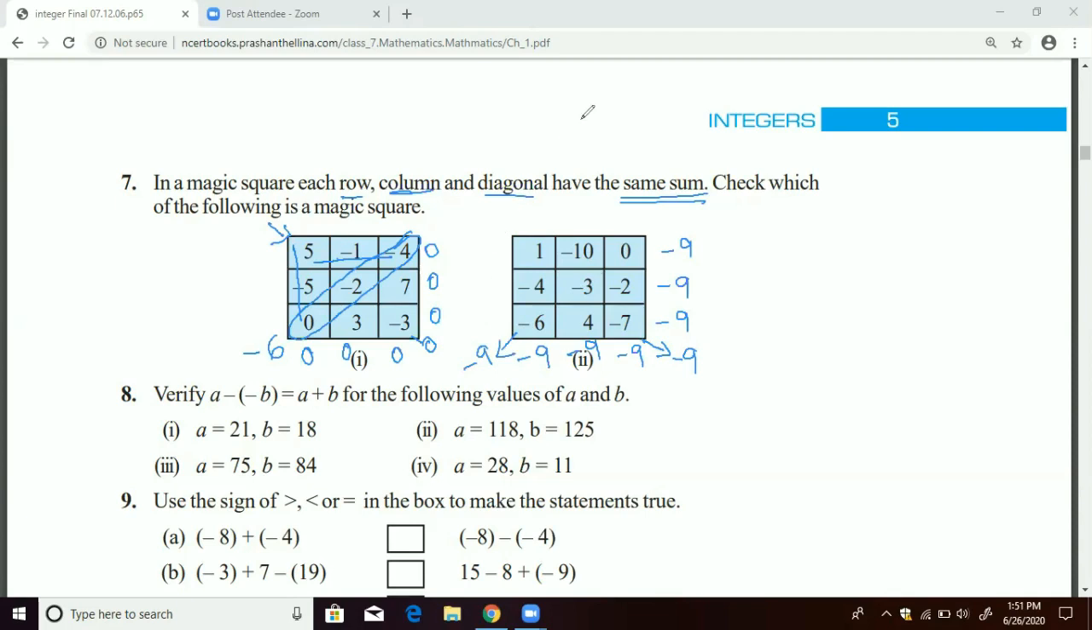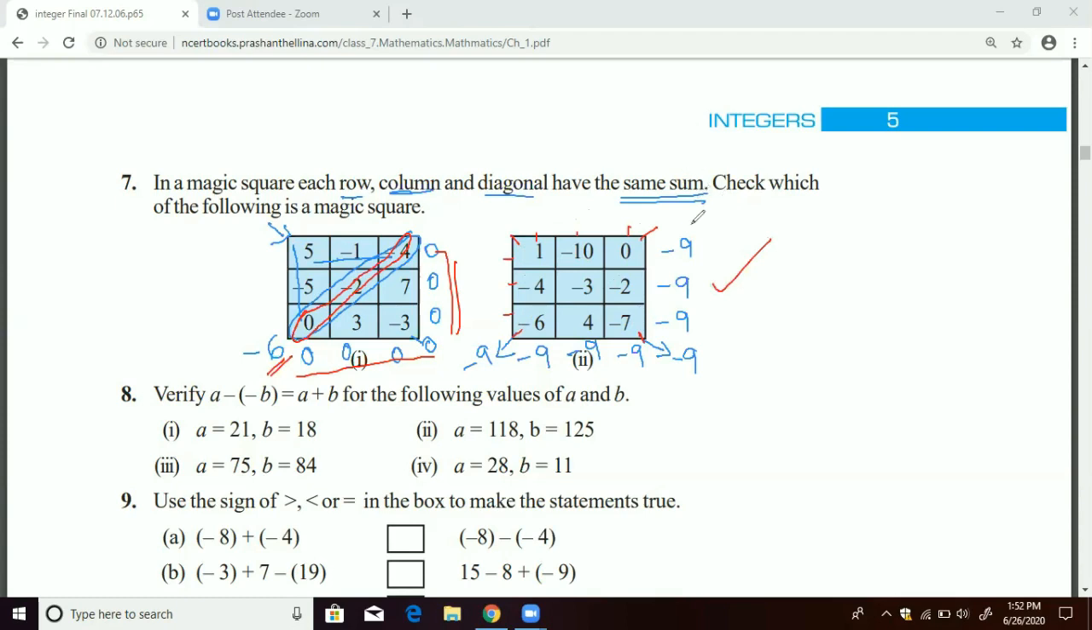So what can we conclude? We can conclude that except this one, we are getting the same answer in all other rows and diagonals. Here negative 4 plus negative 2 is equal to negative 6, so this only diagonal makes the mistake. All others give the same answer 0. But in the second magic square, the second is the actual magic square, because we are getting the same answer in every row, column and both diagonals, that is negative 9. So the second one is the magic square.